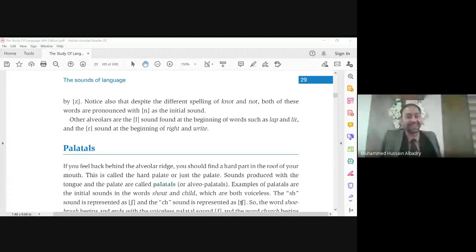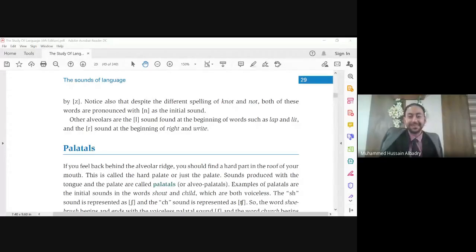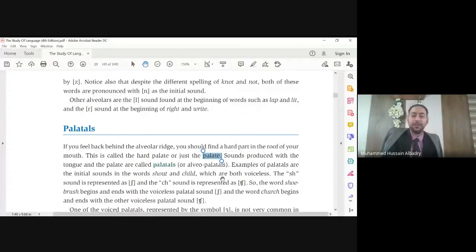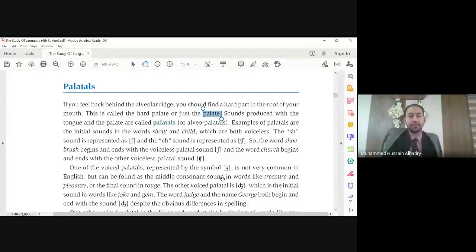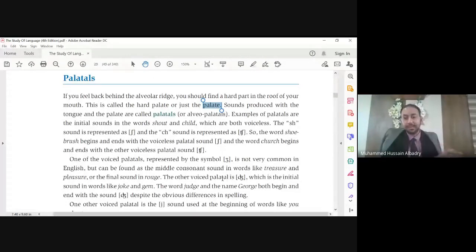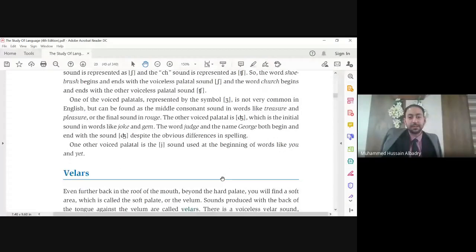Do you want to add? Thank you. No. Okay. So this is palatal, or alveolar-palatal, it is called. Because I want a summary, not details. I don't need details.